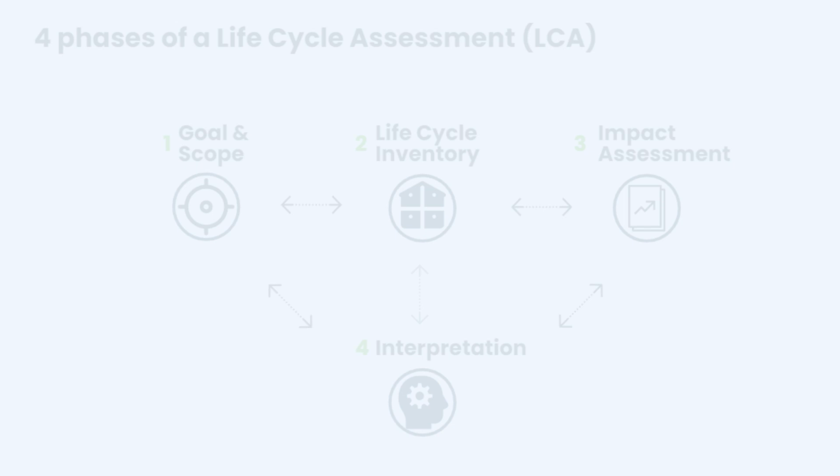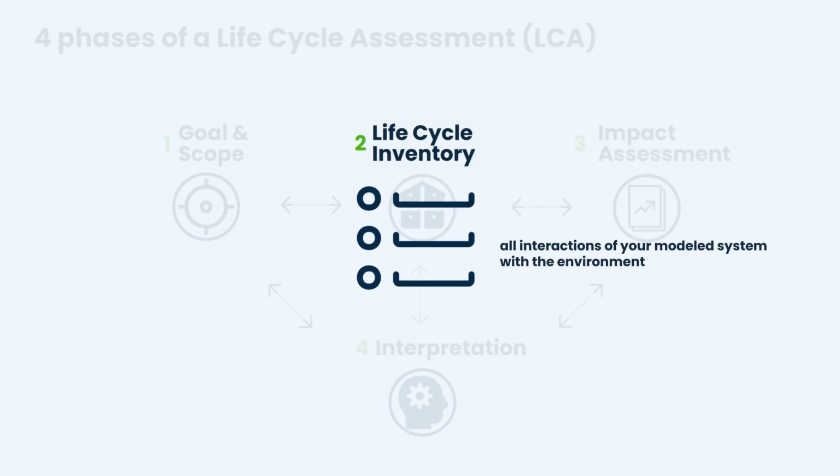Once your model is complete, you end up with the life cycle inventory. This list contains all interactions of your modeled system with the environment. Think about emissions, for example, from fuel combustion during production, or transport and resource extraction. After all, the wood for your chair needs to come from somewhere. Same holds for the metals in the screws. The LCI often stays in the background, but it's very important for the impact calculations in the next phase.